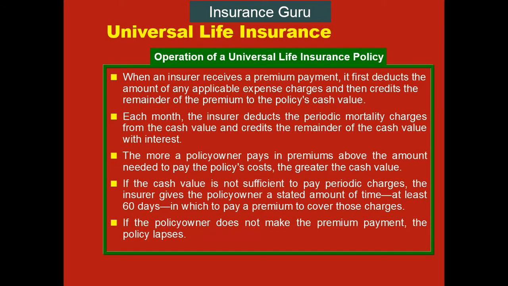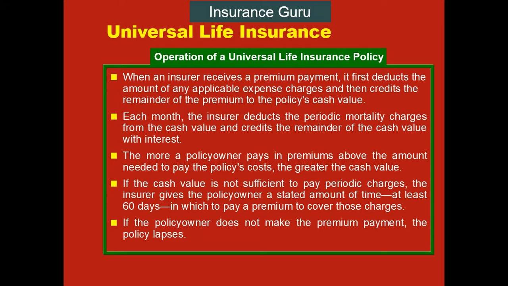Operation of a life insurance policy. When an insurer receives a premium payment, it first deducts the amount of any applicable expense charges and then credits the remainder of the premium to the policy's cash value.